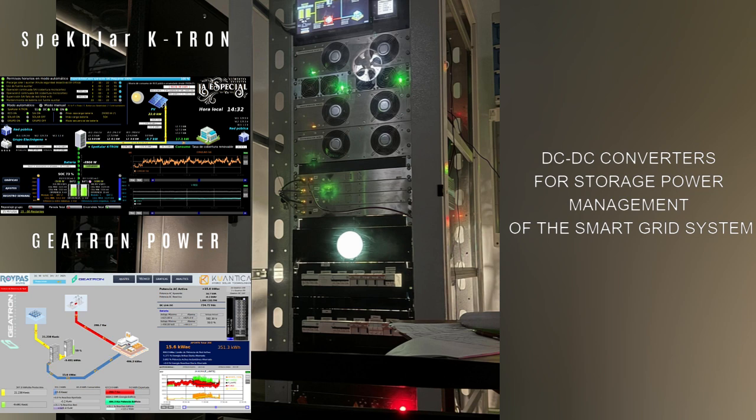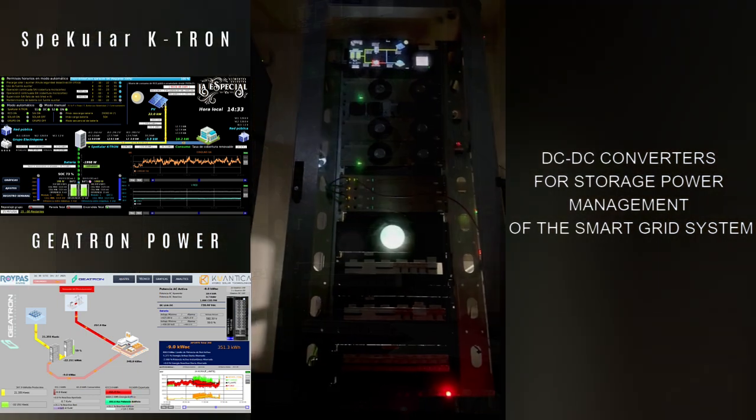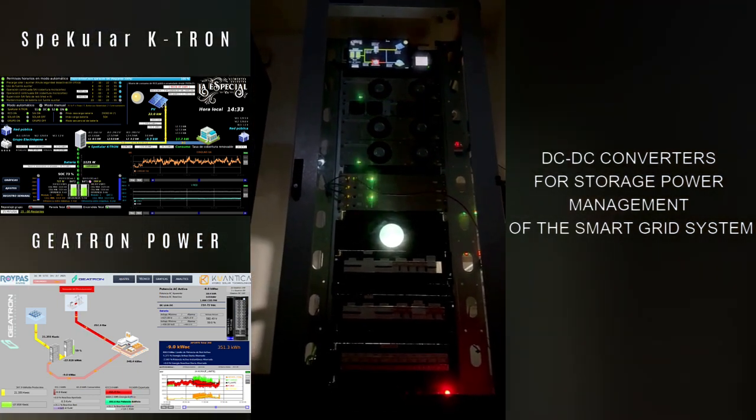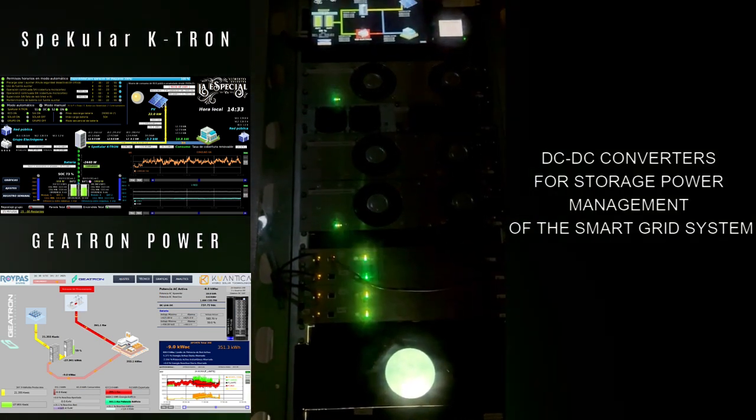DC-DC converters for storage, power management of the smart grid system. Bidirectionality. Operating range with a lower value of 0 volts DC and a higher value of high voltage DC. Ability to simultaneously combine different storage technologies to the same common DC bus.